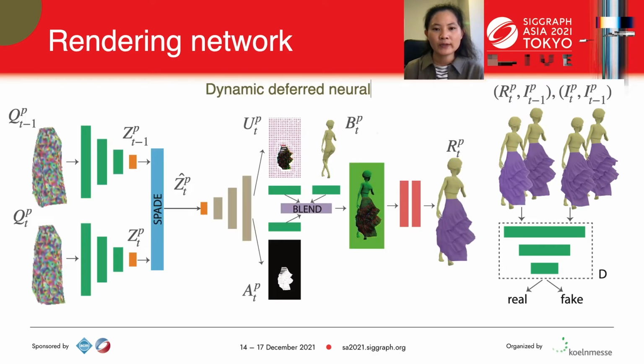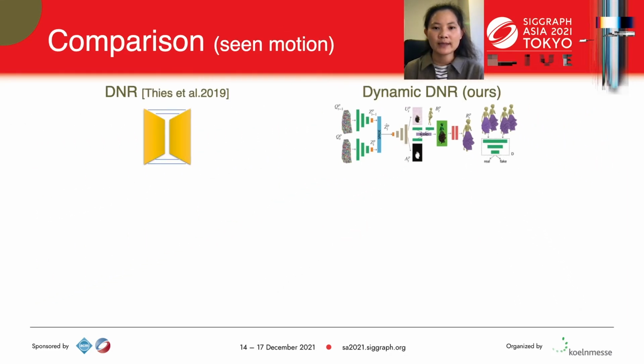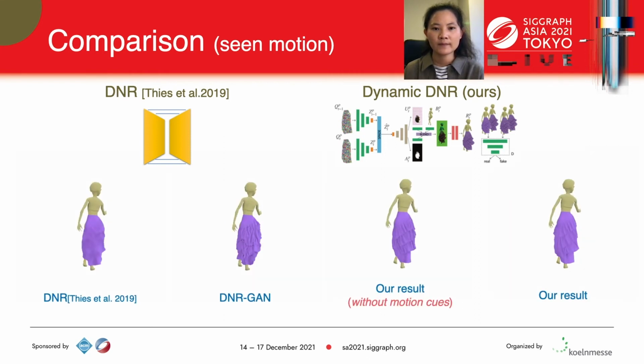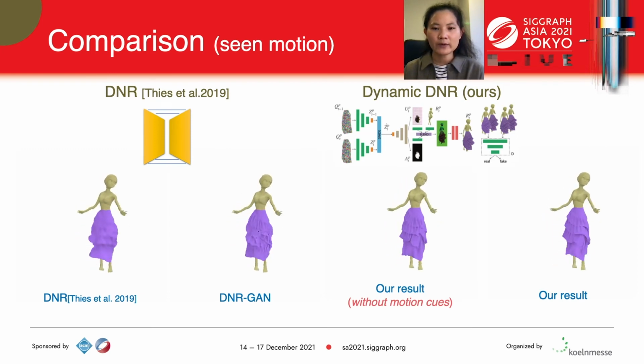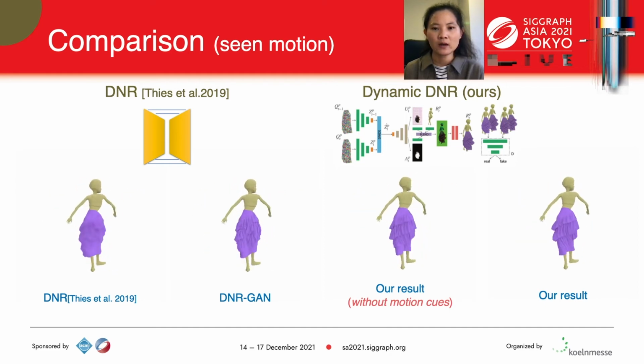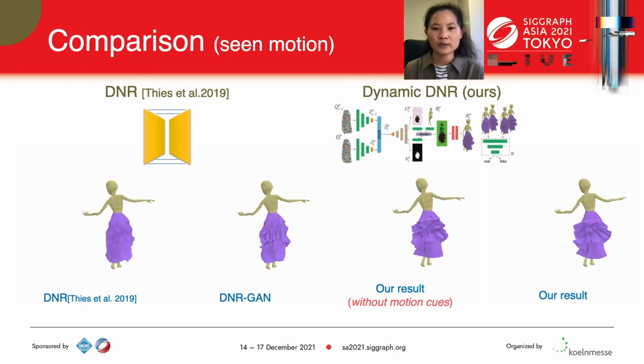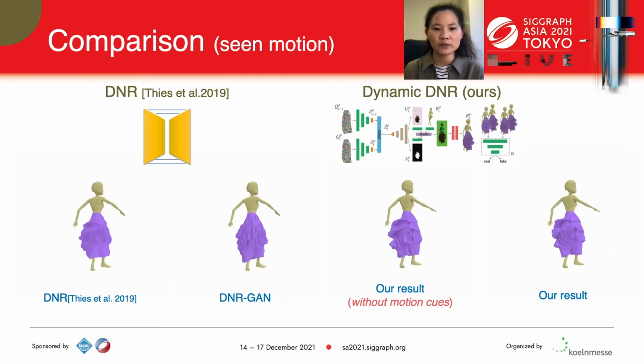In summary, we present a dynamic deferred neural rendering network based on the intermediate coarse proxy to synthesize varying motion appearance with the target colors and textures. Now let's compare the results of our method with a basic DNR. For fair comparison, we train a version of DNR adversarially with our discriminator. Obviously, ours achieves the best result with smooth structural coherence between frames, even without the motion cues.